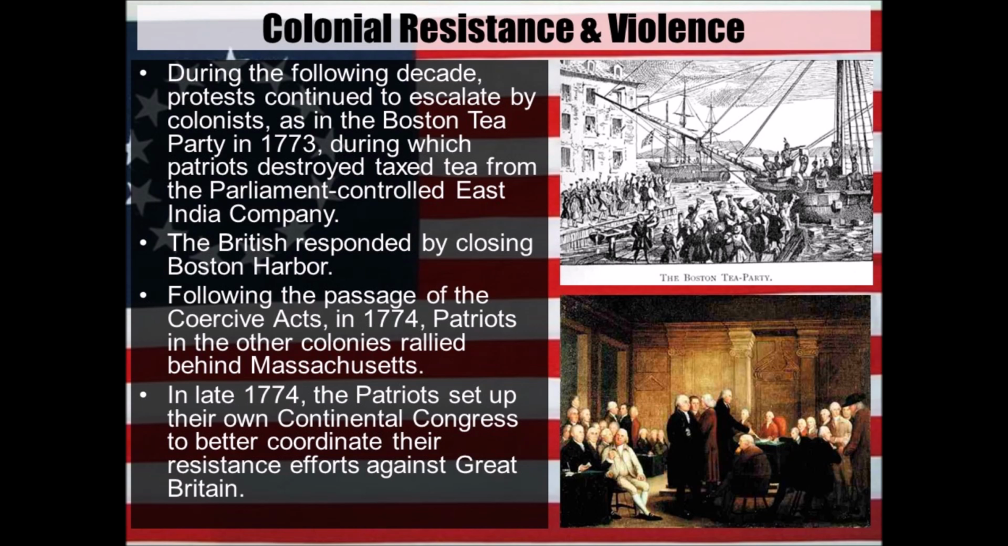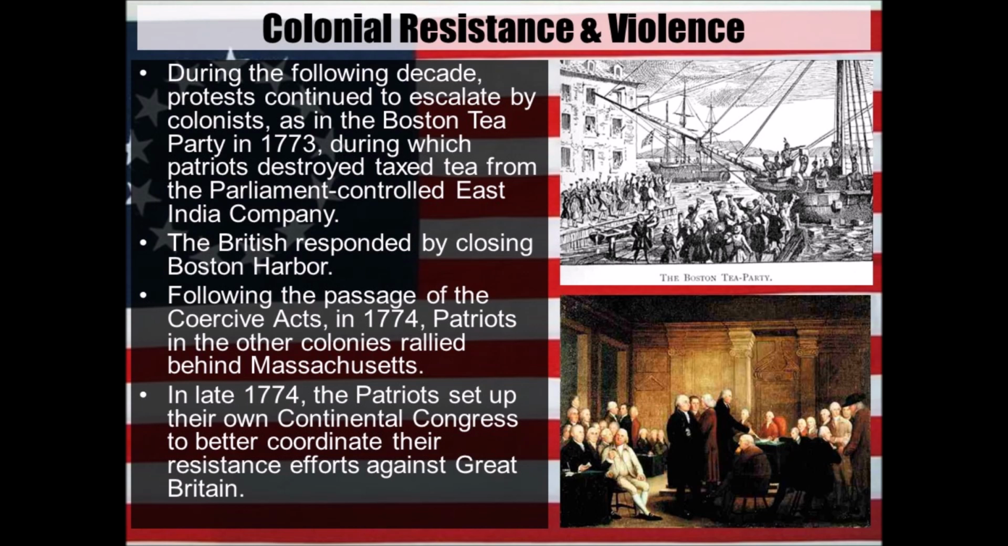After repeated attempts to try and iron this out, the colonists realized that they were going to have to band together to try and solve this. They were not going to solve this one colony at a time.